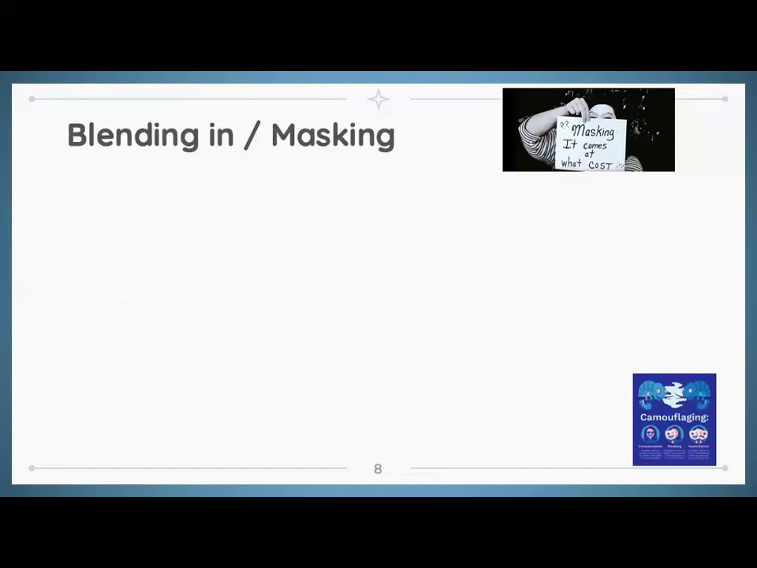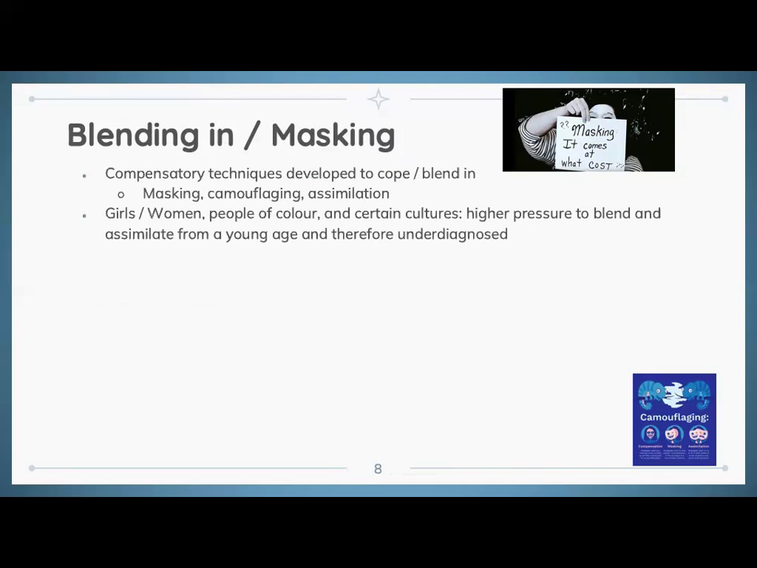So one of the biggest challenges with why we're seeing such a difficulty in diagnosing autism is because of the ability of autistic people, some more than others, to blend in or mask. It's also called camouflaging. And they basically develop compensatory techniques to cope or blend in with their environment. And this is much more in girls and people of color and certain cultures like your Asian cultures.